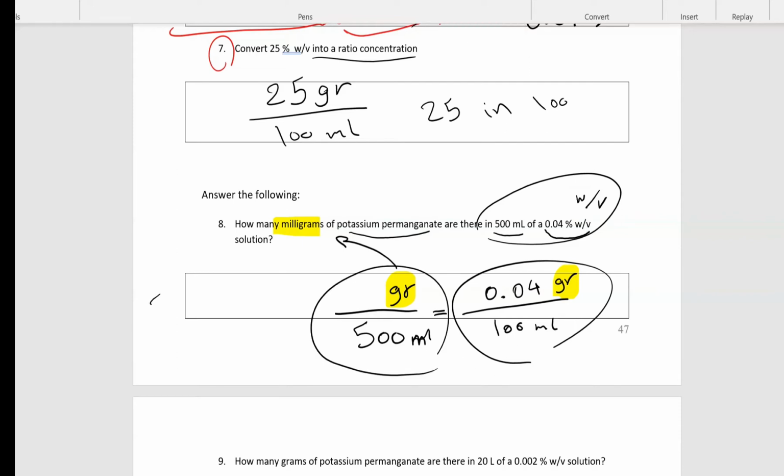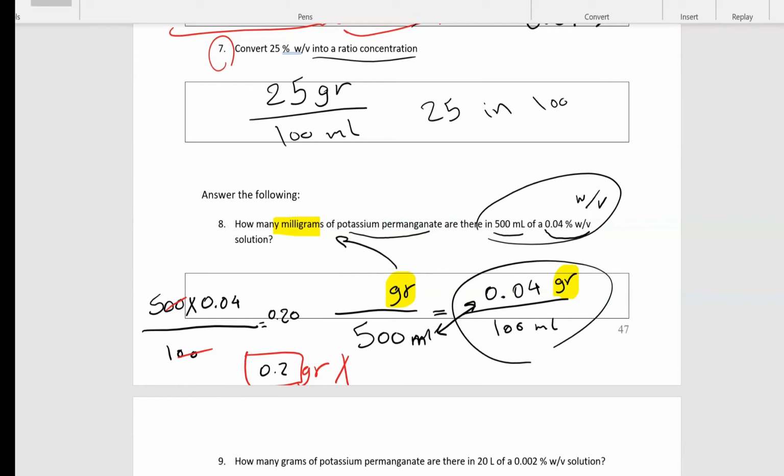We have 5 times 0.04 divided by 100. So you can cross the zeros, and you get 0.002, or 0.2. That's the answer in grams. How many milligrams? You need to times this by 1000. So now you got 200 milligrams. So the answer is 200 milligrams.